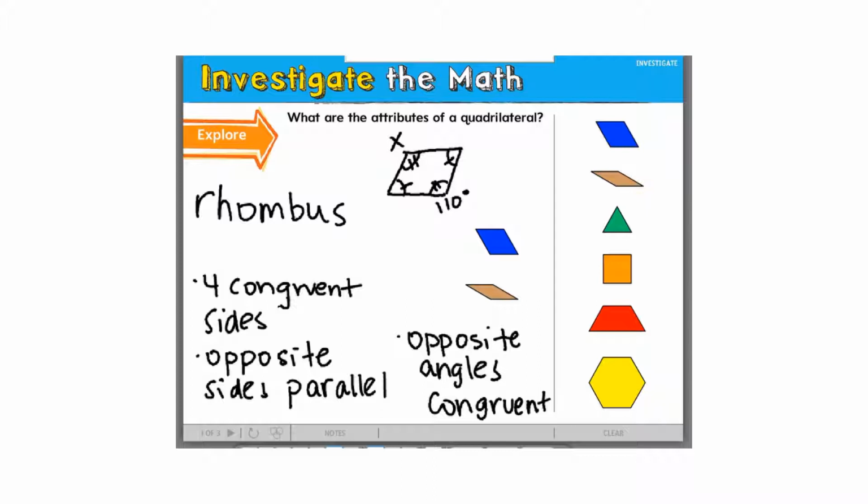Why not, Carnpreet? It's tilted. It's tilted, so again, to be a rectangle, it has to have 4 right angles. This one doesn't have 4 right angles. The opposite sides are parallel and congruent, but it doesn't have right angles, so it can't be a rectangle either. So this shape could be, so far, a quadrilateral and a rhombus.